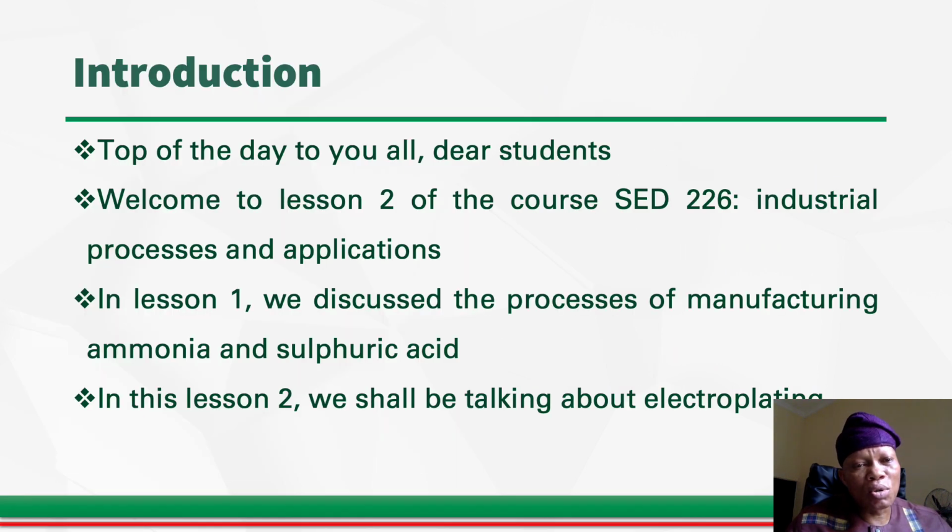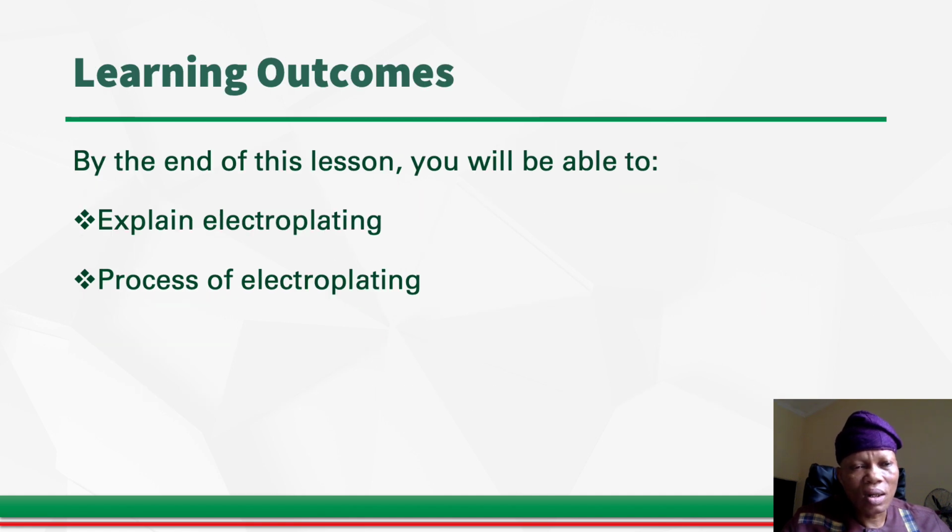We are going to discuss lesson 2 of the course, SED 226. It's 12 hours. In lesson 1, we discussed the processes of manufacturing ammonia and sulfuric acid. In this lesson 2, we shall be talking about electroplating. By the end of this lesson, you will be able to explain electroplating, the process of electroplating.